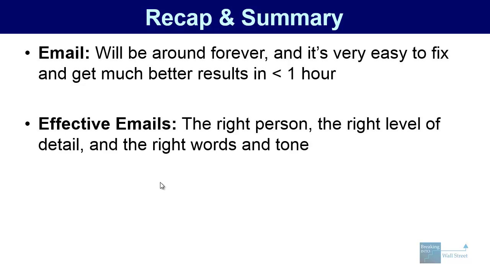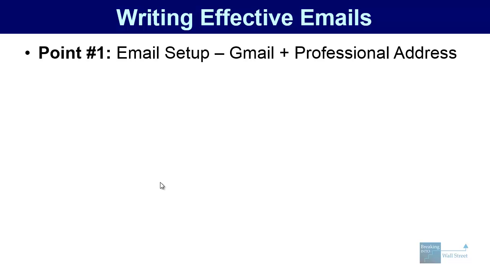To write effective emails, you have to write to the right person and do research the right way on that person. You have to use the right level of detail, and you have to use the right words and the right tone to include supporting language in your email that merits a response from the other person. To write effective emails, the 5 most important points are: number 1, get your email account set up correctly. Gmail, use a professional looking address, use a good signature that includes your email address, phone number, and something about your university, MBA program, or current company.